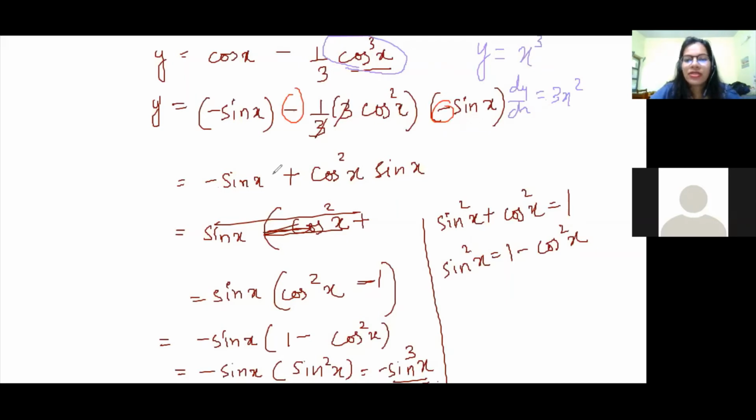These two signs become positive. 3 gets cancelled. It becomes cos square x sin x. Now take sin x common. So what you get? Cos square x minus 1. Then I have taken minus common, so 1 minus cos square x. From this formula, I know that 1 minus cos square x is sin square x. So totally it becomes minus sin cube x. Is it clear? Shall we move to the next?